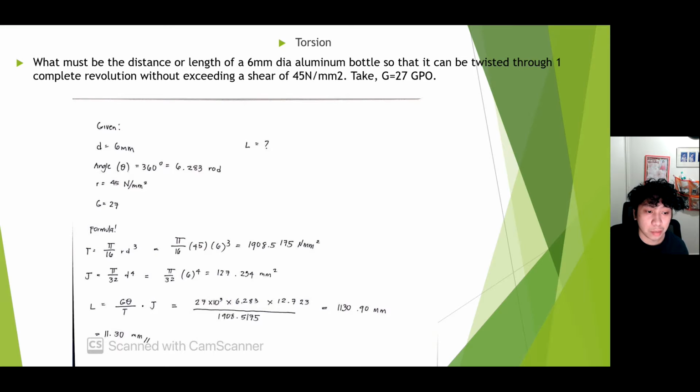So, 27 times 10 raised to 3 times 6.283 yung angle natin times 12.723 all over T is equals to 1130.90 mm or 11.30 mm.